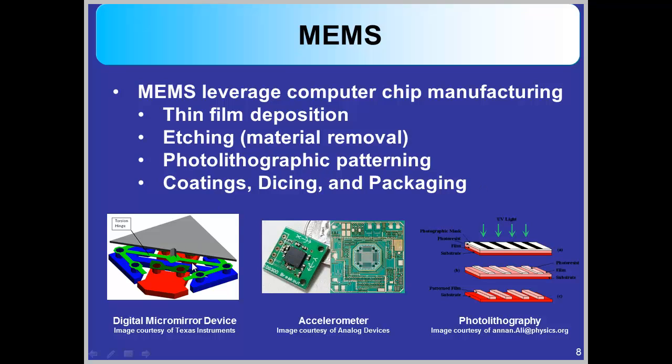Here's another view of the digital micromirror device. You can see the hinge in the center and a cutaway of the micromirror. Here's another image of an accelerometer, and just one brief example of how lithography is done.